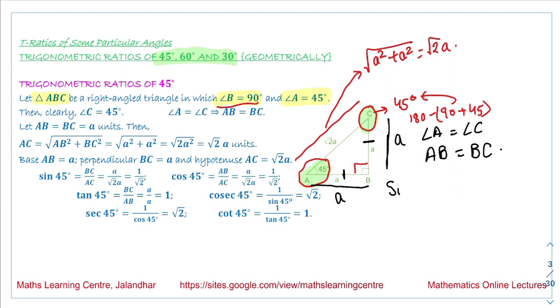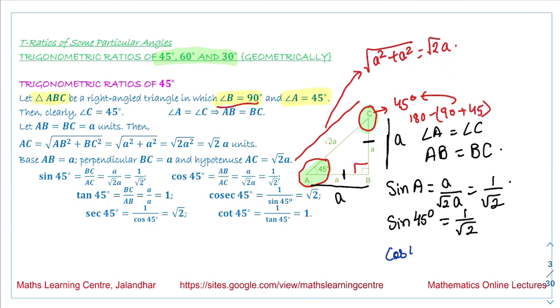The first ratio we are talking about is sine A, and it is perpendicular over hypotenuse. So the answer we will get is 1 by root 2. It means the value of sine 45 degree is equal to 1 by root 2. Similarly, if we calculate the value of cos 45 degree, the answer we will get is a by root 2 a, that is equal to 1 by root 2. If we calculate the value of tan 45 degree, the answer is a by a, that is equal to 1.